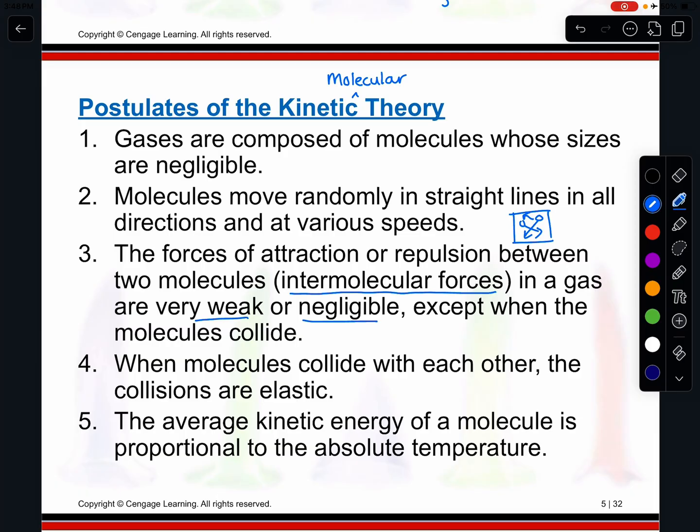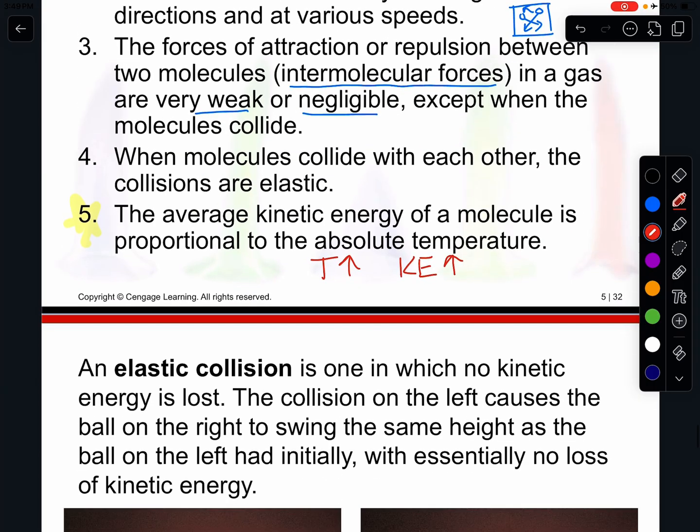And then the average kinetic energy of a molecule is proportional to temperature. This one is a really big, important concept. Again, remember, you're never going to have to read these or write them verbatim. It's more like if you had a question, does this apply to the kinetic molecular theory? But go ahead and write this: as temperature increases, your kinetic energy increases. So your gases are going to move faster at higher temperatures and slower at lower temperatures.